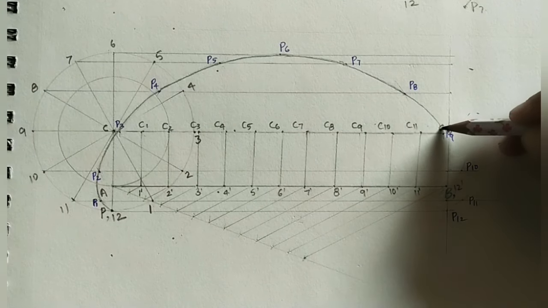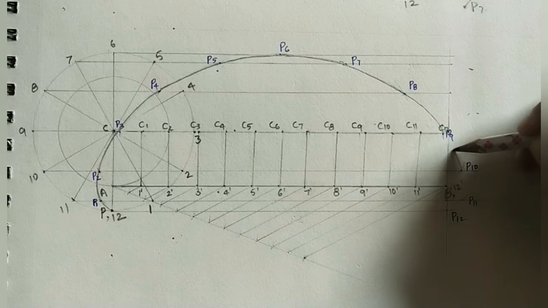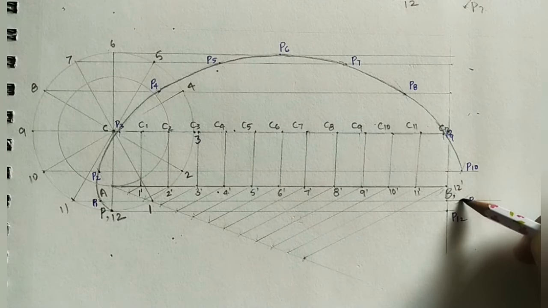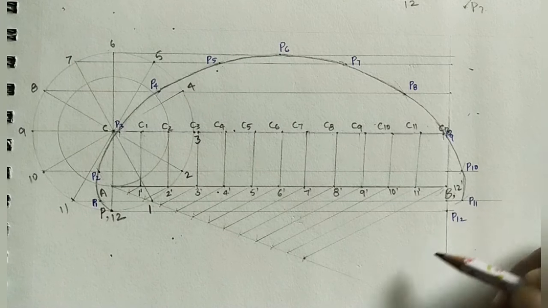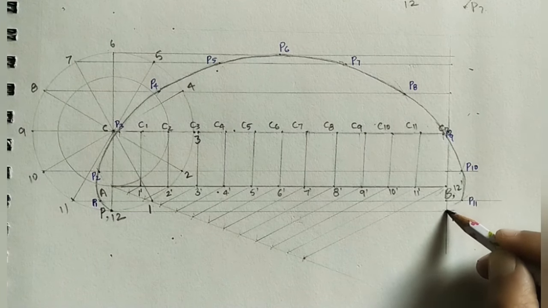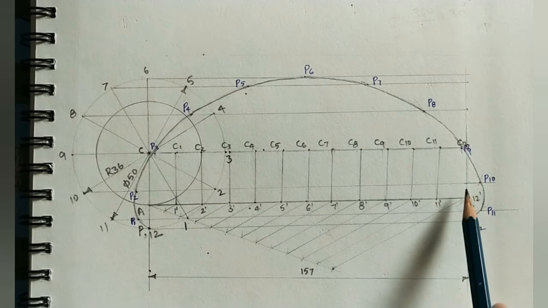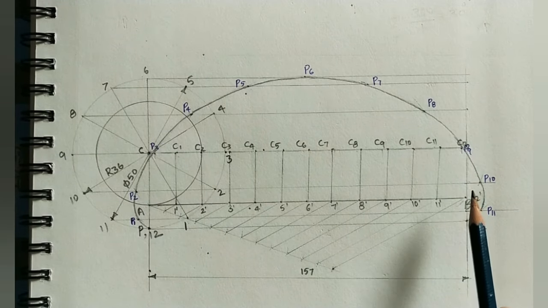P9 to P10. P10 to P11. P11 to P12. So this is the required curve. This curve is called the superior trochoid.